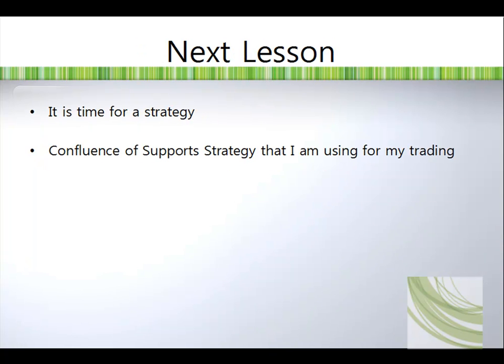Okay, so in our next lesson, in the next month, it is time for us to come up with a strategy, and I'm going to share with you the confluence of support strategy that I'm using in my trading. So what is this confluence of support strategy made up of? It is made up of the M pivot points, the pivot points, and the Fibonacci overlap that you have learned in the previous lesson, and with all this combined, we are going to come up with a confluence of support strategy. In the next lesson, I'm going to show you how to use them to formulate a strategy and make money from it.